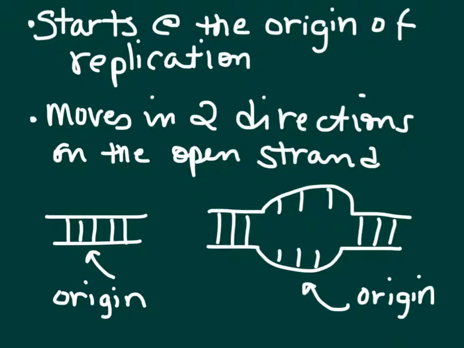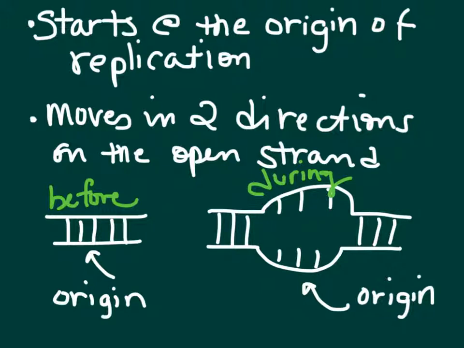Replication is going to start at the origin of replication. What a better place to start than the beginning. And it's going to move in two directions on the open strand. So here we have our before picture showing the origin. And this is the during picture where the origin is going to open up and it's going to move both ways at the origin. So it goes both to the left and to the right as well. So it goes left and right.